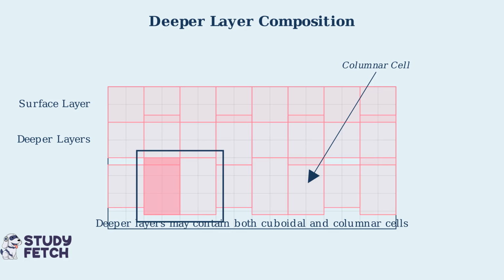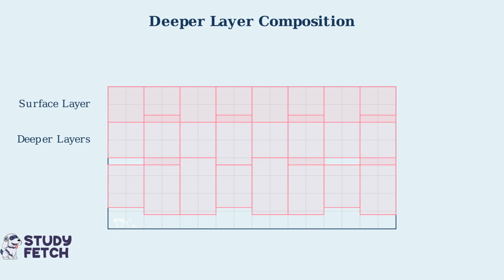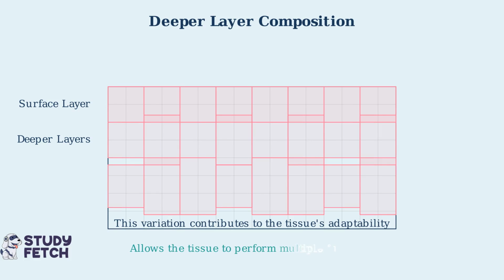Columnar cells are taller than they are wide. This variation in cell shape throughout the layers is not random. The different cell shapes contribute to the tissue's ability to perform multiple functions and adapt to different physiological demands. This structural arrangement is a key characteristic of stratified cuboidal epithelium, setting it apart from other epithelial tissues.